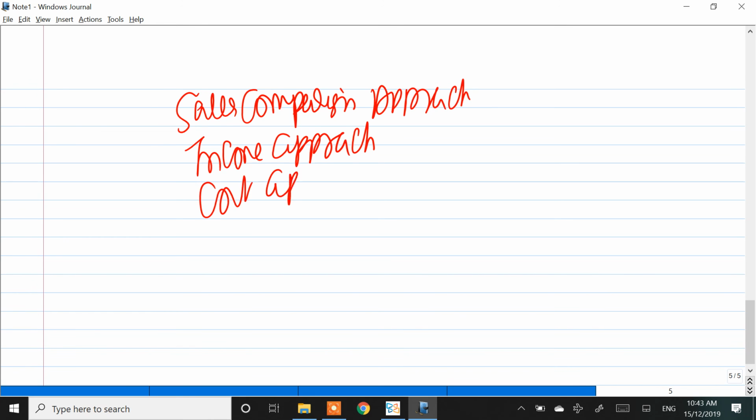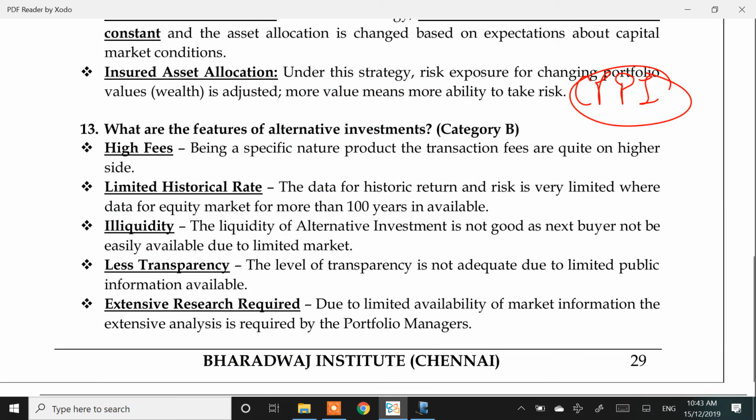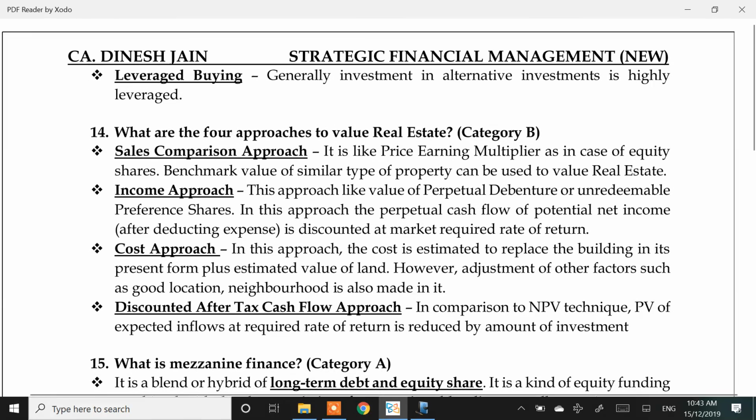Cost approach: what will be the cost to build a similar real estate in a nearby location needs to be taken into consideration, or cash flow after tax approach. So sales comparison is like a price earning multiplier in case of equity shares. Income approach is like valuing a perpetuity. Cost approach, cost is estimated to replace the building, and discounted after tax cash flow approach.